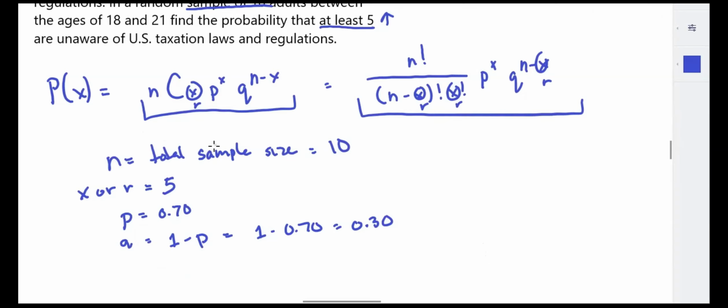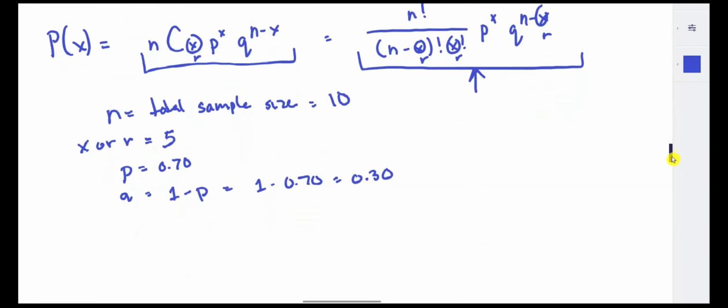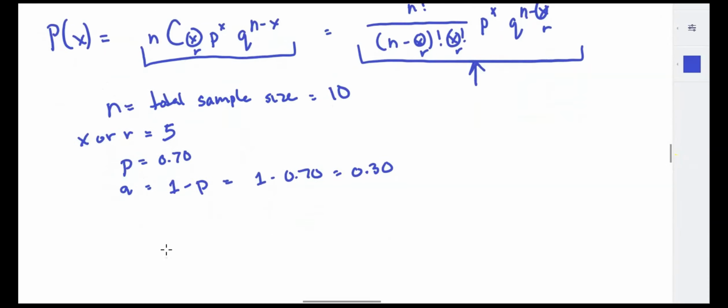So I think we have all of our variables. We have N, the sample size of 10. Our first X that we're going to use is 5. We have our probability, 70%. We have the complement of the probability, which is 30%. I think we have it all. So let's go ahead and plug it in. I'm going to plug it into this version of the formula just so we can see how it looks all together. So n factorial.